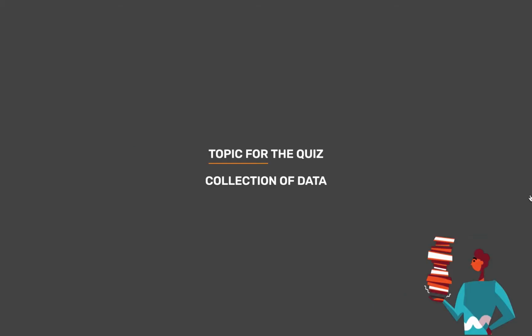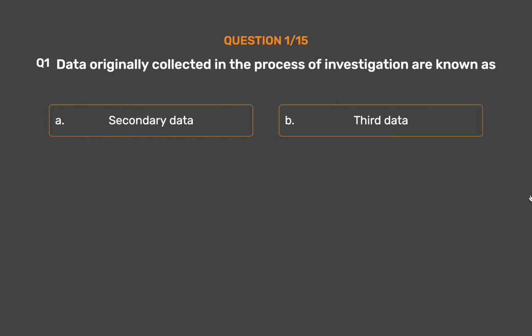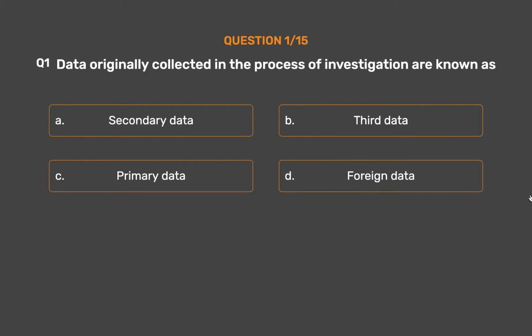Topic for today's quiz is collection of data. Question number 1. Data originally collected in the process of investigation are known as Option A. Secondary data. Option B. Third data. Option C. Primary data. Option D. Foreign data.